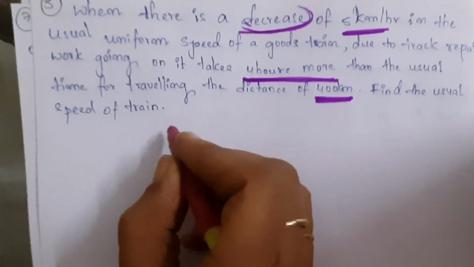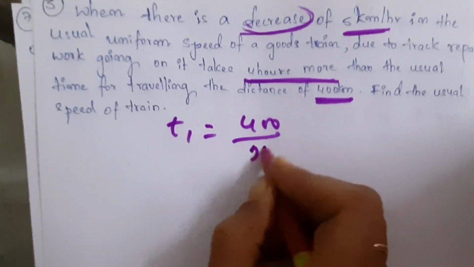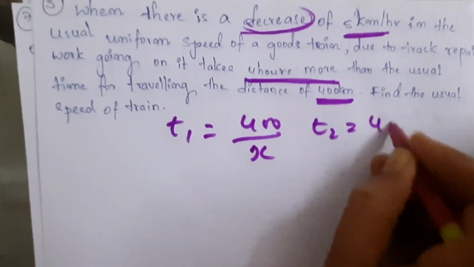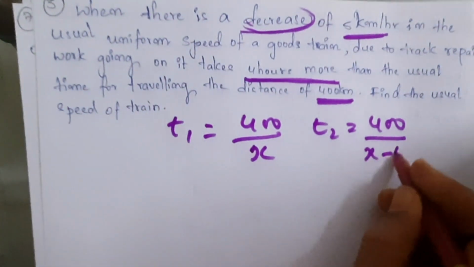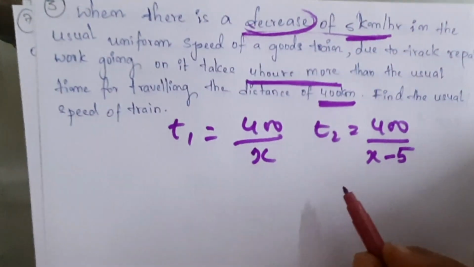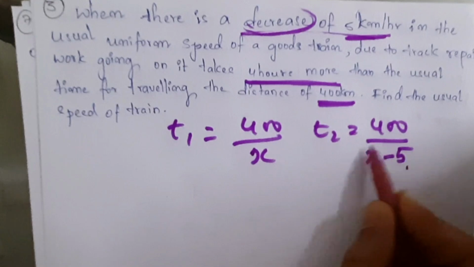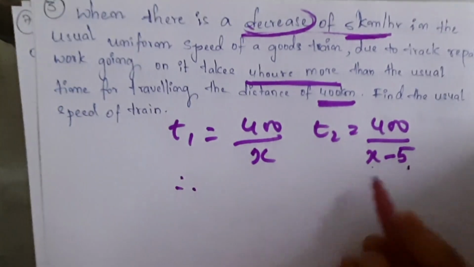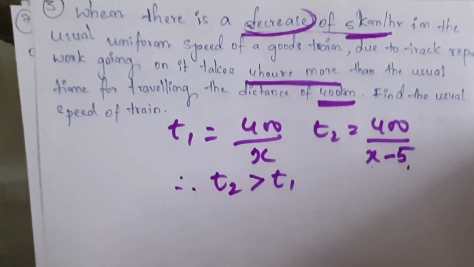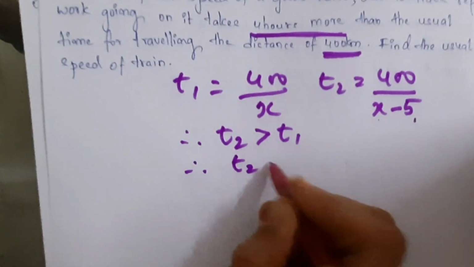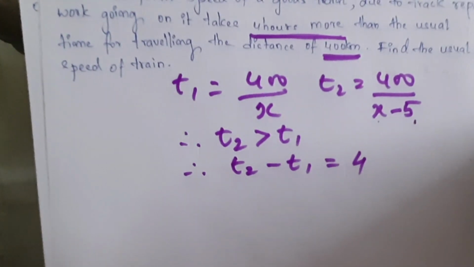Here T1 is 400 distance upon usual speed x, and T2 is 400 upon the decreased speed, so it is x minus 5. Speed got decreased, so I subtracted: x minus 5. Now when the speed is less, we take more time. Whenever we subtract the speed, you need to take that one first. T2 is greater than T1. Therefore T2 minus T1 is equal to the time, that is 4 hours.